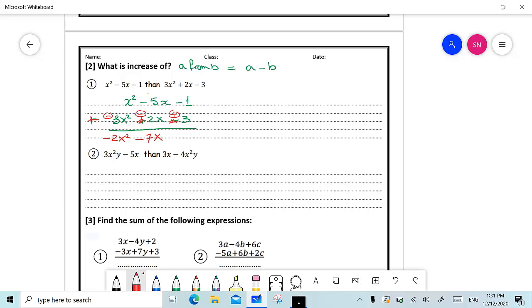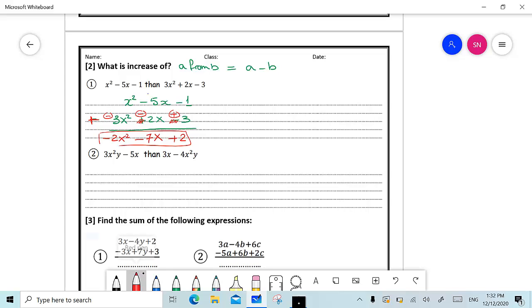is equal to negative 7x. Negative 1 plus positive 3 and negative 1 plus positive 3, this is equal to positive 2. So the expression x squared negative 5x negative 1 increased by negative 2x squared negative 7x positive 2 from the second expression. Again, when I say what is the increase of an expression from the other, this means that I'm doing the first minus the second.